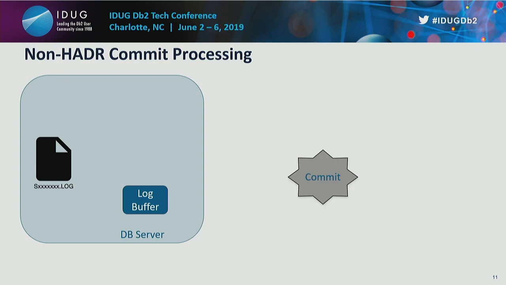So if we're working with Db2 and we don't have HADR, so in this scenario there's no HADR involved, this is just your normal commit processing. You have a commit come in, it comes into Db2. Db2 will write the log buffer out to disk. And that's satisfying ACID. That's making sure that you have something that is durable, that will not go away if something happens.